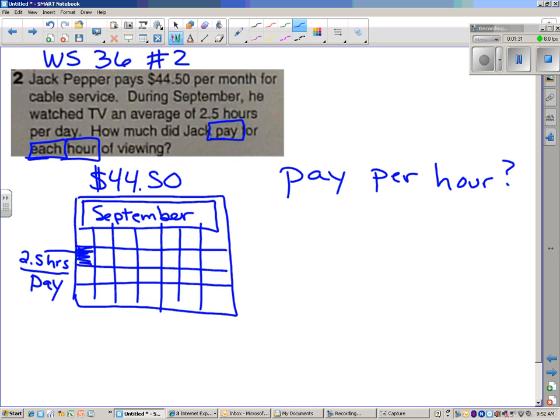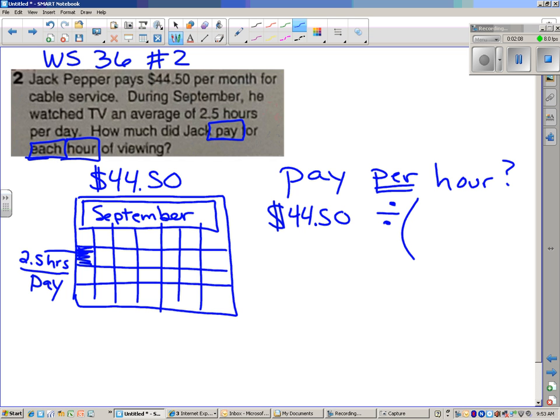What was the total pay for the month, class? $44.50. What does per actually mean? Per one, right? But what operation does per mean? If it's part of the question, per means divides. Do we know the number of hours he did it? Right now we only know 2.5 hours per day, and we have to figure out per month.